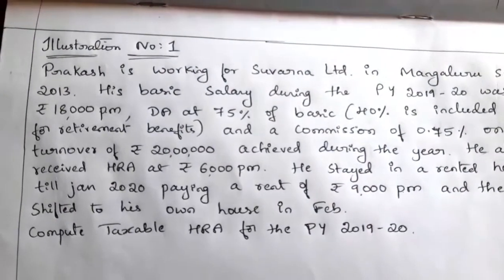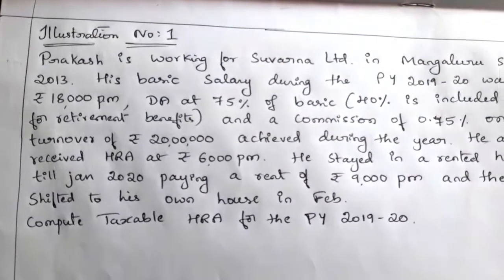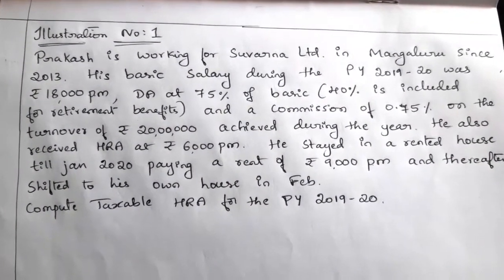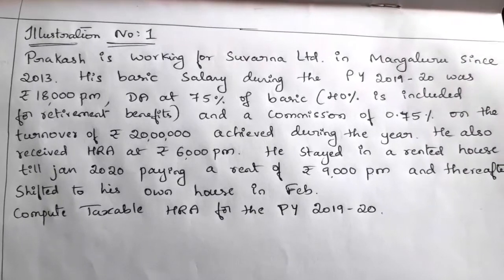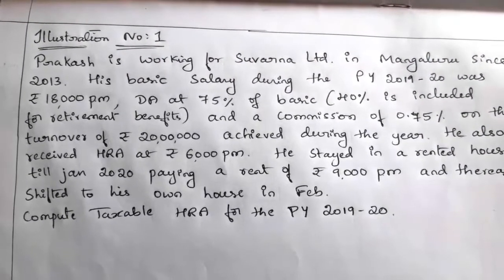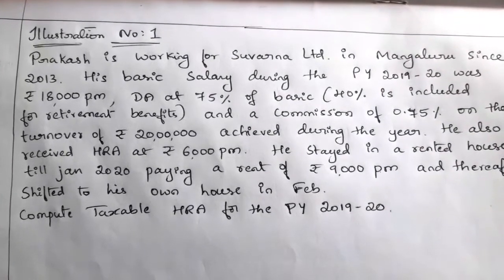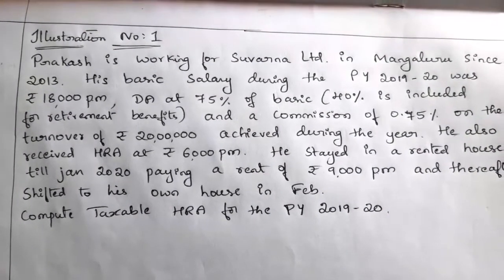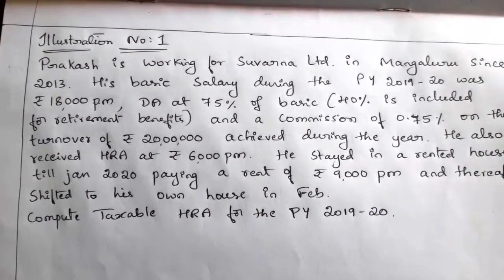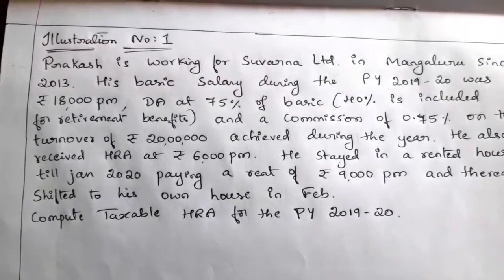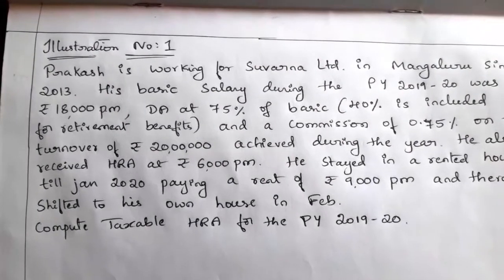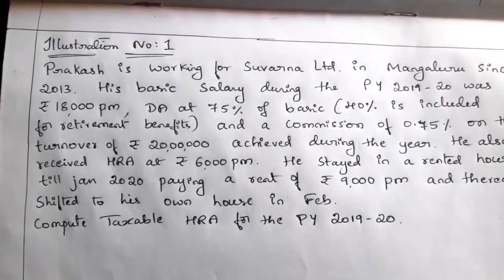See illustration number 1. I'll read out the question. Prakash is working for Swarna Limited in Mangaluru since 2013. His basic salary during the previous year 2019-20 was rupees 18,000 per month. DA at 75% of basic, 40% of which is included for retirement benefits, and commission of 0.75% on the turnover of rupees 20 lakh achieved during the year. He also received HRA at rupees 6,000 per month.